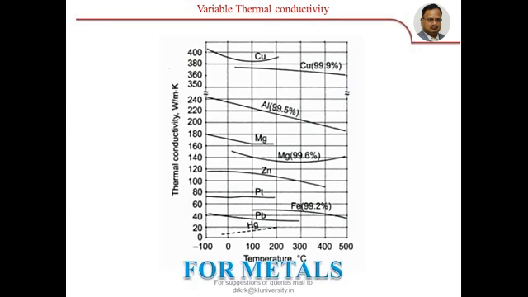Maybe 0.13 watt per meter Kelvin for rubber, or 400 watts per meter Kelvin for copper, 24 watts per meter Kelvin for steel. Even though the plate is subjected to different temperatures, even though the interface layers are subjected to different temperatures, we assume constant thermal conductivity. But thermal conductivity of the materials is a function of temperature. So when it is considered as a function of temperature, how it is going to affect the solution of conduction heat transfer? Let us see now.